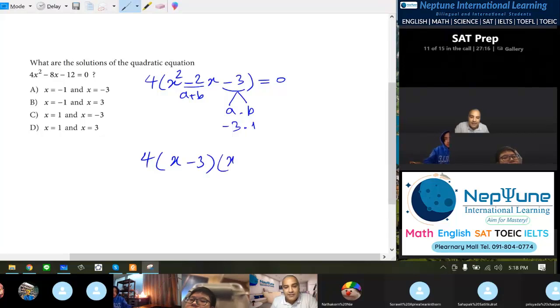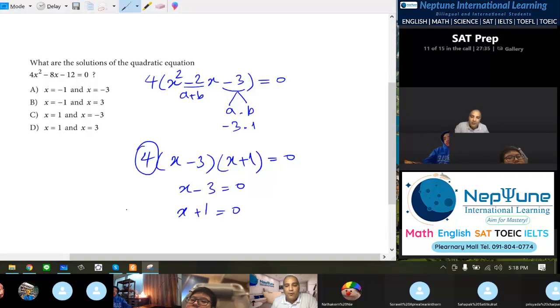And there is something called the zero product property. If this one times this one is 0, then I can say that x minus 3 is 0, and x plus 1 equals 0. You don't really need to worry about that. So if x minus 3 is 0, therefore x equals 3, and therefore x equals negative 1.